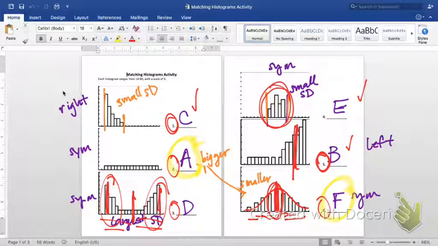So I think what you need to remember is that if it has peaks on the outsides, that's bigger. And if the peak is in the middle, it's smallest. And then anything in between that is going to be medium.